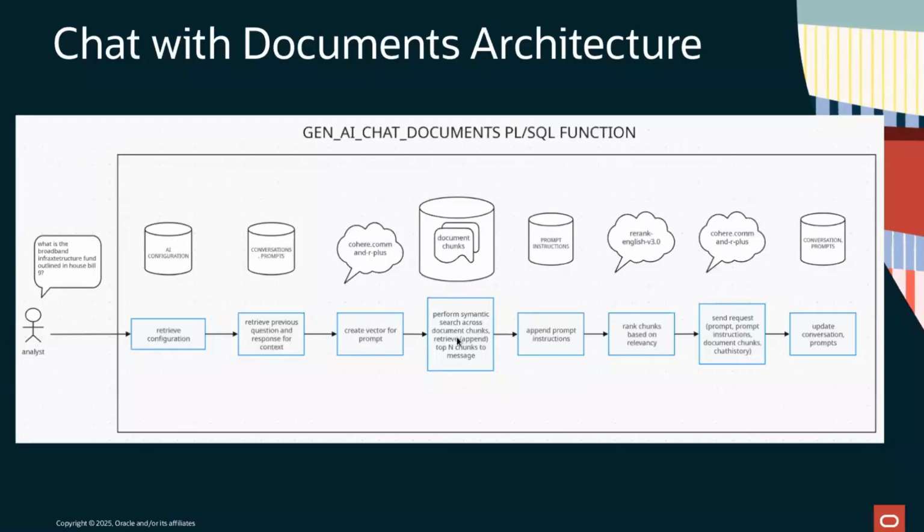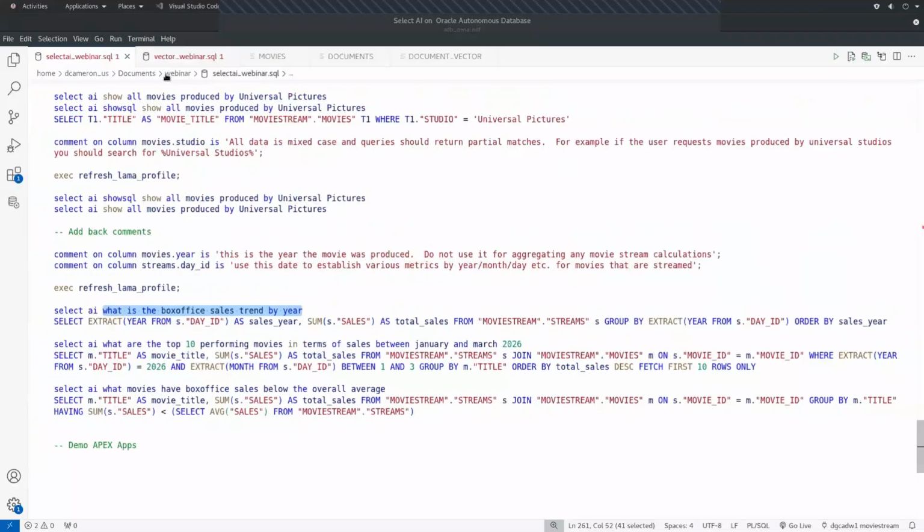Technically, in my procedure, I append all those chunks together. I append prompt instructions to the prompt. I use a Cohere rerank function to rank the relevancy of the chunks. That's a different model. It's all in the pipeline. That wasn't in the previous slide. And then finally, I send the request that includes the prompt instructions, the chunks, and the chat history into the request, and it comes back, and then I update the conversation in the prompts for that conversational history. Let's see how that works.